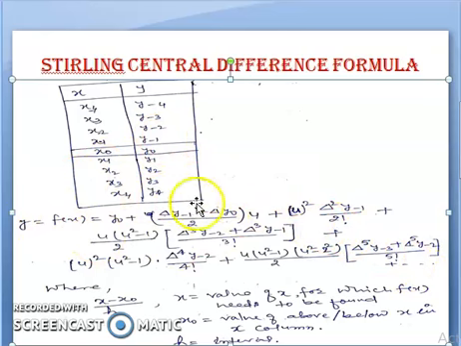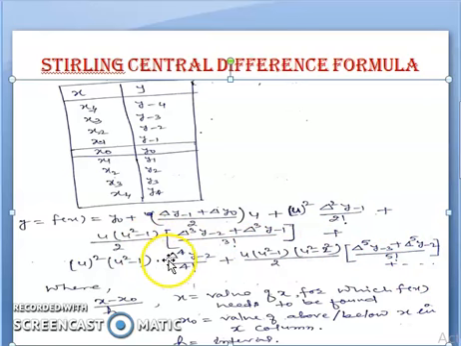Again I repeat the formula of the Stirling central difference. y equal to f(x) equal to y0 plus u times (del y of -1 plus del y0) divided by 2, plus u squared del squared y of -1 divided by factorial 2, plus u(u squared minus 1) times (del cube y of -2 plus del cube y of -1) divided by 2 factorial 3, plus u squared (u squared minus 1) del to the power 4 y of -2 divided by factorial 4, plus u(u squared minus 1)(u squared minus 4) times (del to the power 5 y of -3 plus del to the power 5 y of -2) divided by 2 factorial 5, plus and so on.